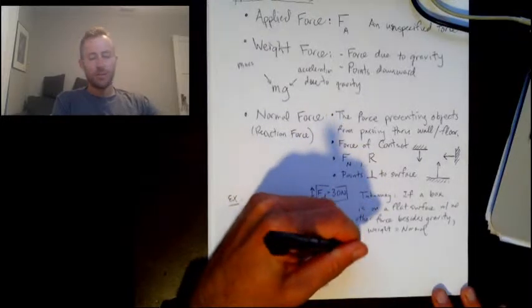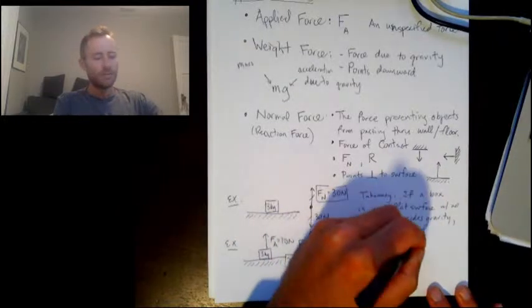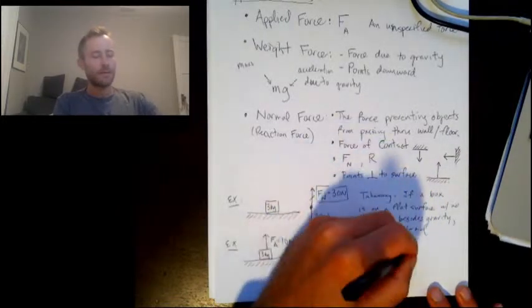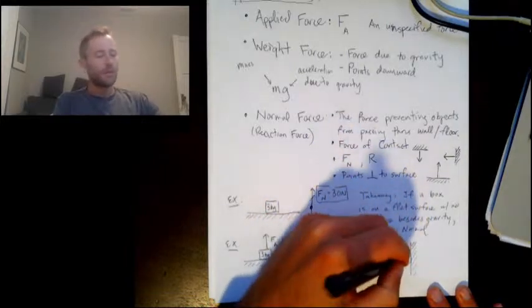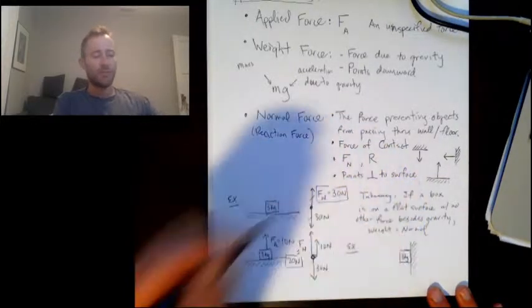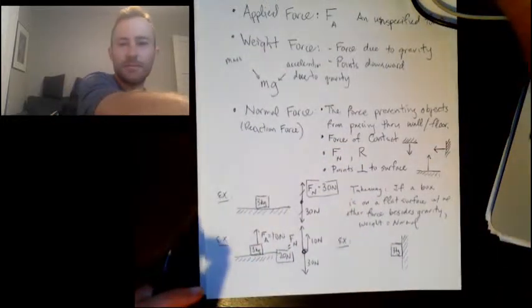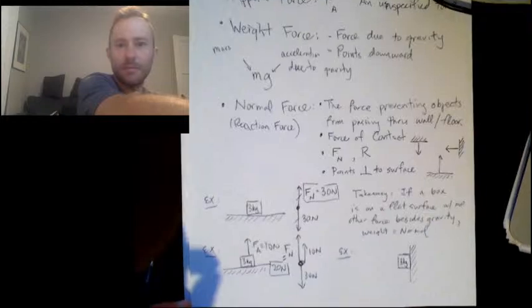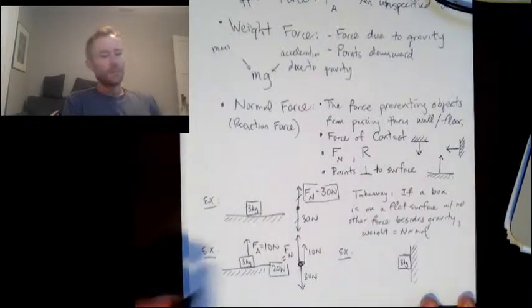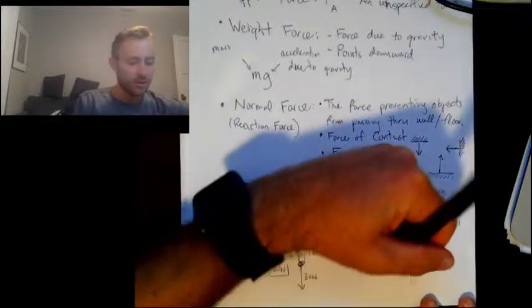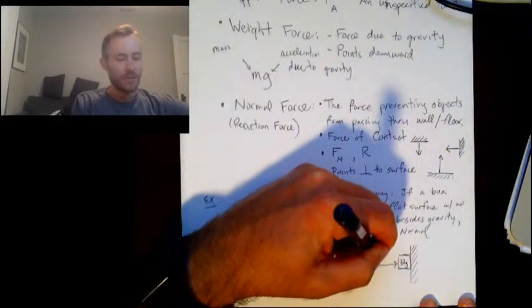Let me give you another example. What if we had a wall? And again, it's this 3 kilogram box. Let me zoom in. So again, we've got this 3 kilogram box, and I'm pushing the side of the box with 50 newtons of force.